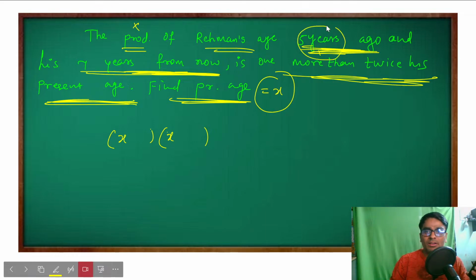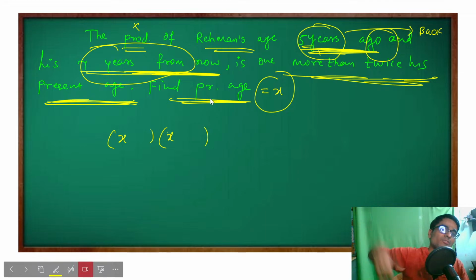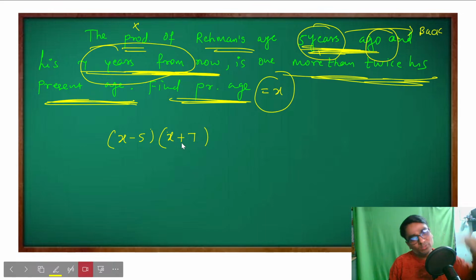But see now, 5 years ago, 7 years from now. 5 years ago means you need to go back. From now, 7 years means you have to take the future. So here I will minus 5 and here I will add 7. Minus 5, plus 7. Why minus 5? Go back. Why plus 7? Go forward. Think about the future. Future is always about positive addition.